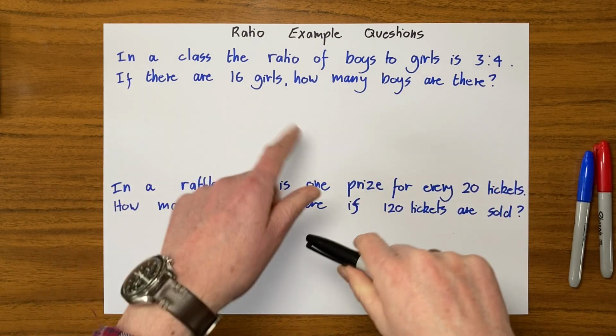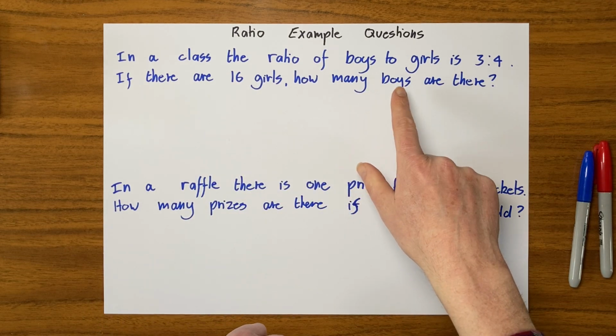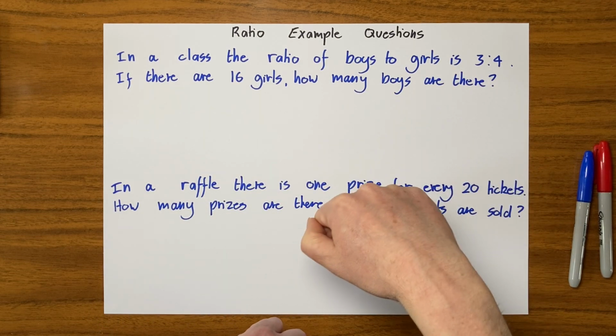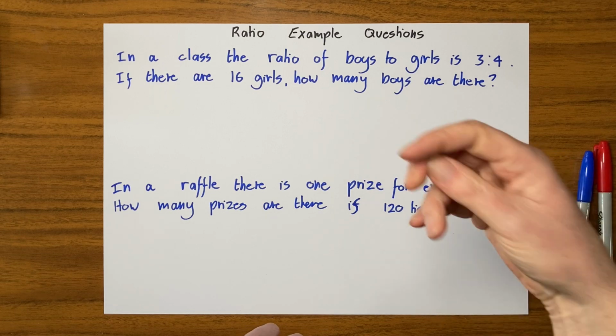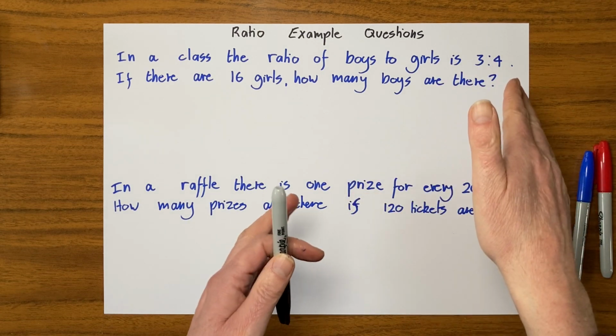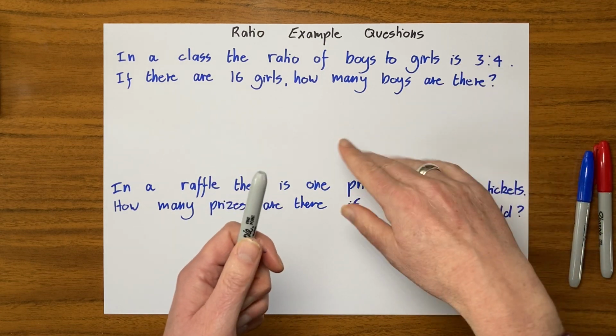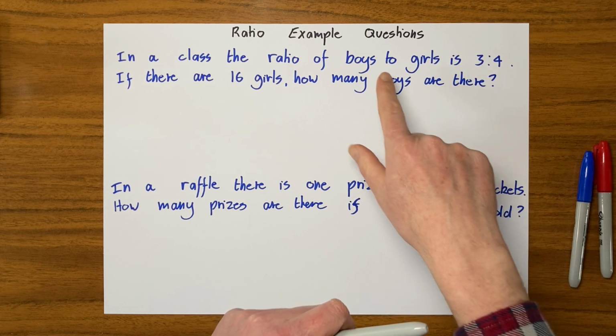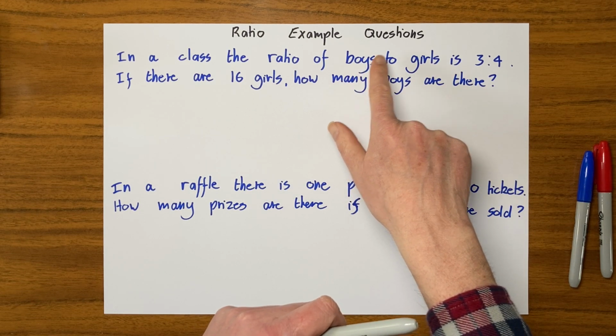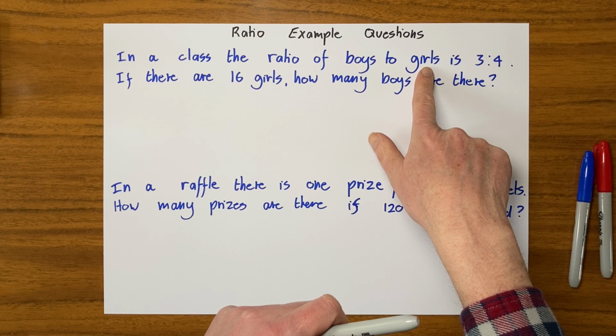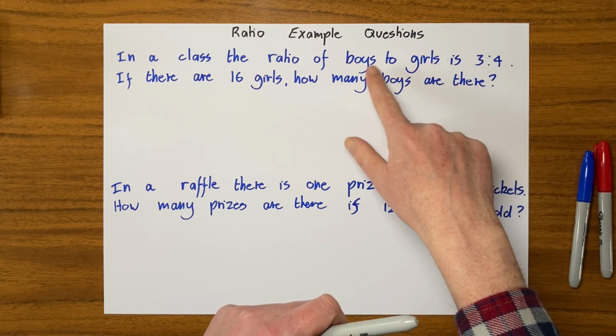So in this question I've got, in a class, the ratio of boys to girls is 3 to 4. So what does that actually mean? Well, it means that I've got a class of children, and it's made of boys and girls, and for every 3 boys there must be 4 girls. So there's slightly more girls than there are boys.